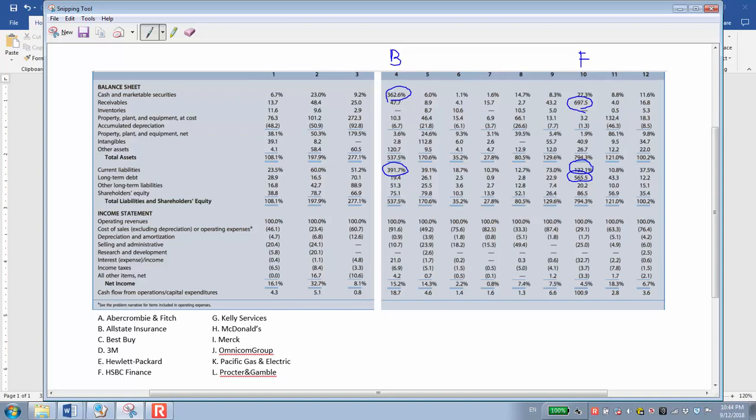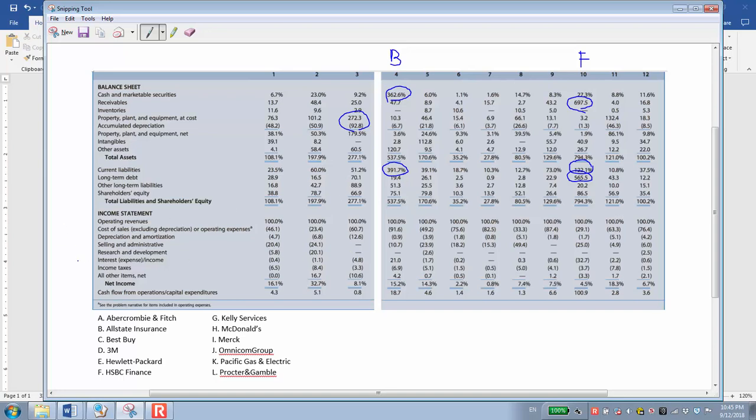Now if we are 100% sure about B and F, for the next step we do not consider these two columns. How to do the next step? Let's find some number that is extraordinarily greater. What I see is property, plant, equipment at cost and accumulated depreciation. So what company has such a large amount of long-term fixed assets? Very capital intensive, right? So let's take a look.